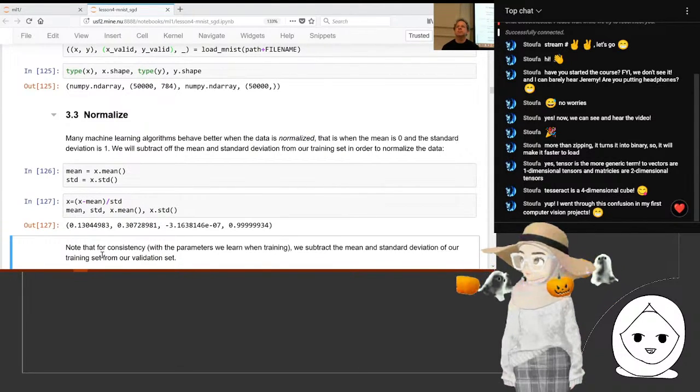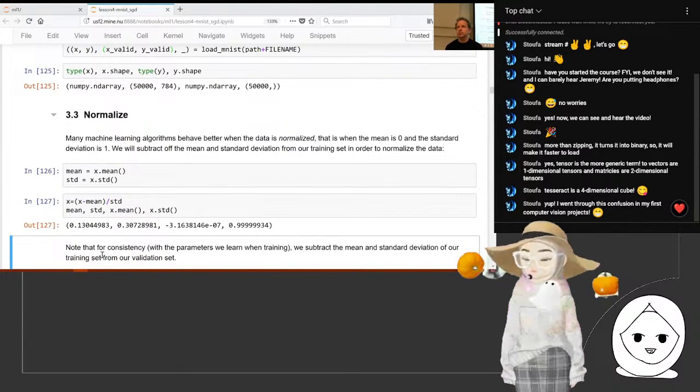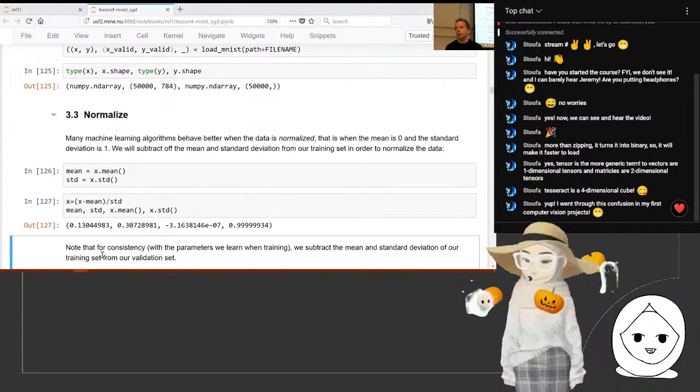It might be because we just care about the relationship between the independent variables and the dependent variable, so scale doesn't really matter. Okay, go on.